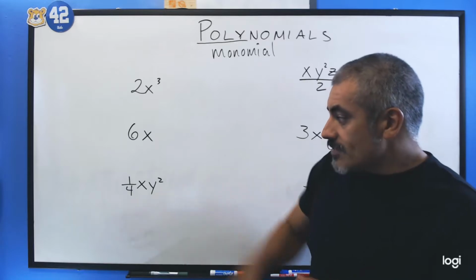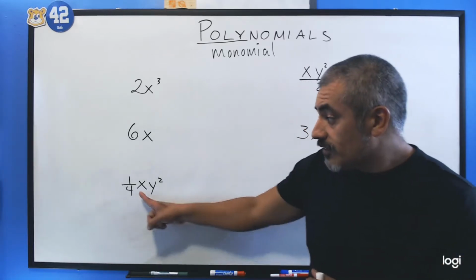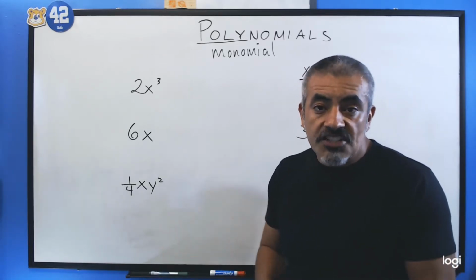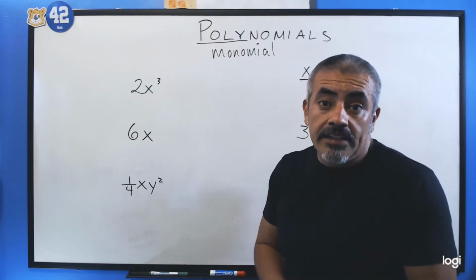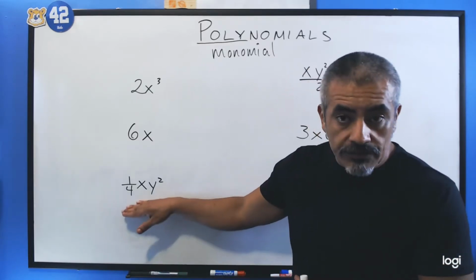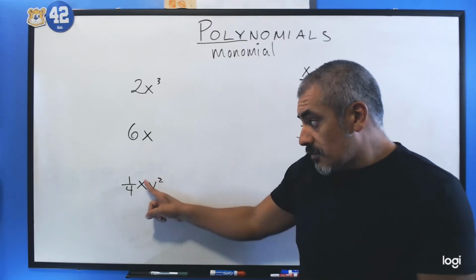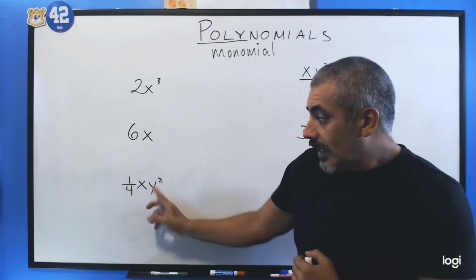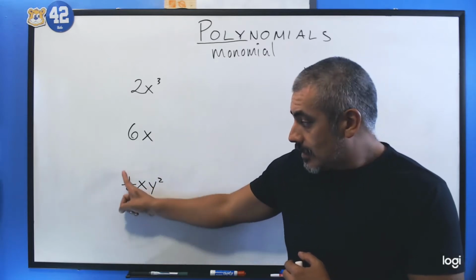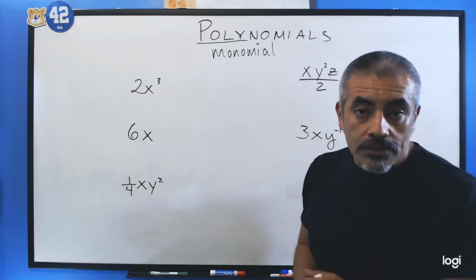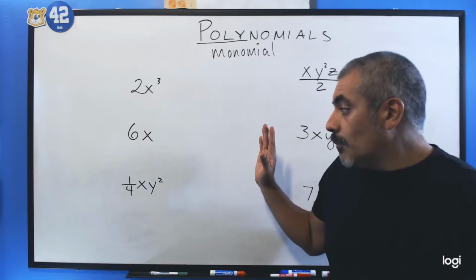Now here we have something a little different. We have two different variables. And according to my definition, this doesn't disqualify the fact that it's a monomial. You could have two different variables in a monomial. So we have different variables of different powers, or maybe the same power, and a constant. The constant here is 1/4, and they're being multiplied. So everything's fine. We have a monomial.